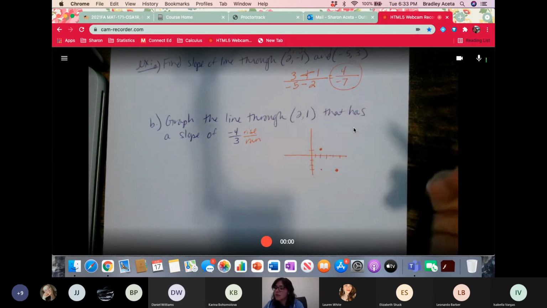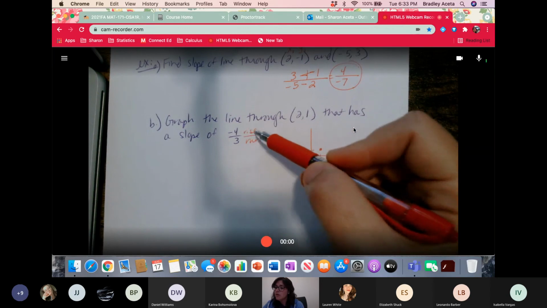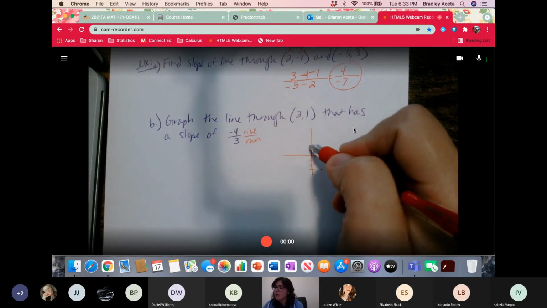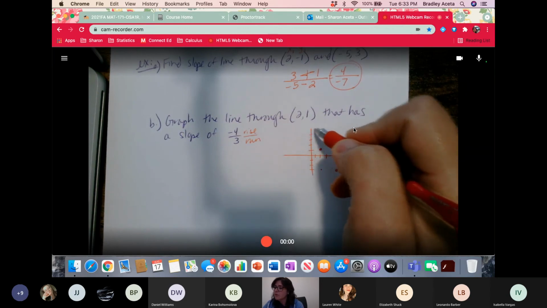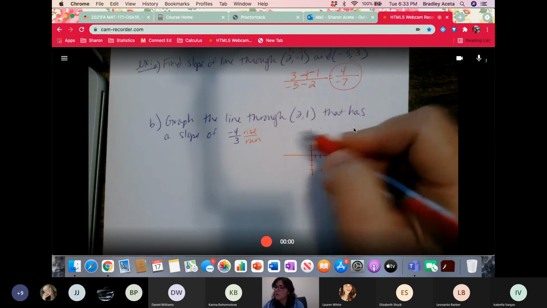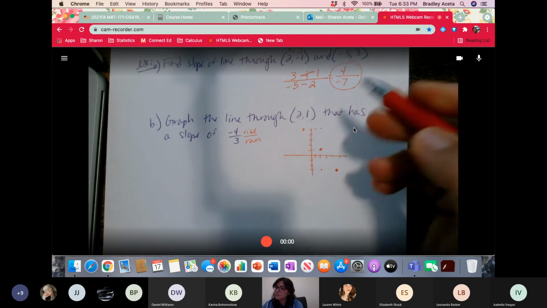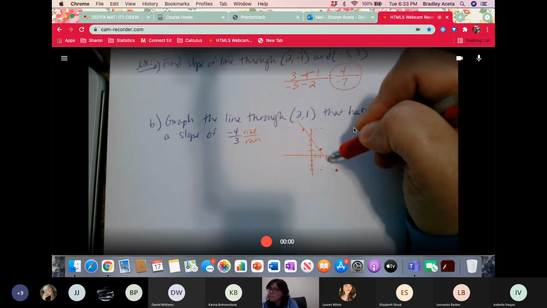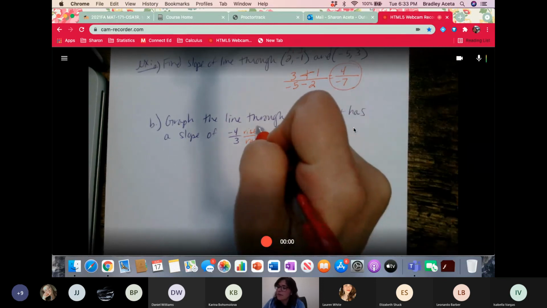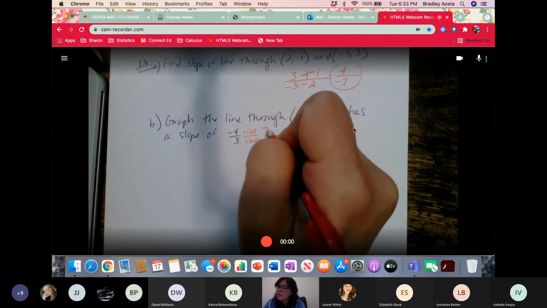You can do it again. You could actually do it the opposite direction. You could go up 4, 1, 2, 3, 4, but then you would have to go left 3. 1, 2, 3. Okay, so rise, if it's negative, you would go down.